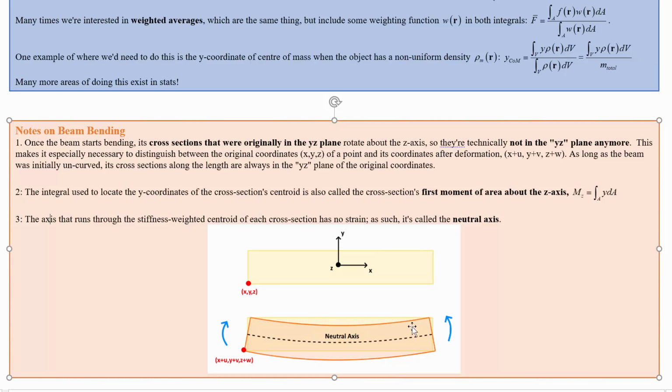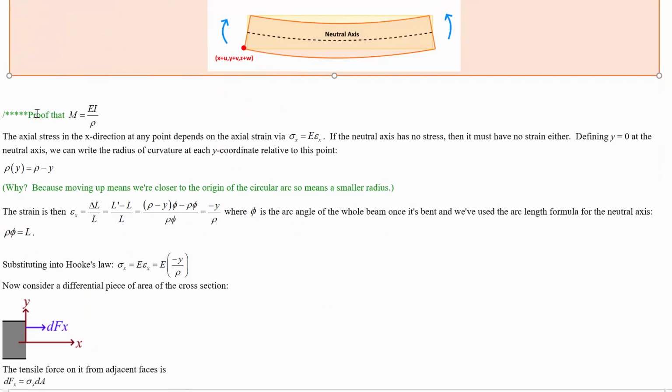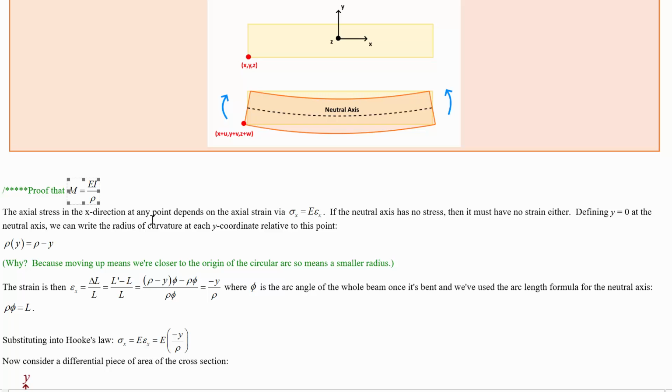So above, we've got compression. Below that, we've got tension, at least for the bending in the positive z direction like we're talking about here. And right at the neutral surface, or neutral axis in 2D, we have no deformation at all. Okay, now where does this come from? We said above that the moment is equal to the flexural rigidity times the curvature, where curvature is defined as 1 over the radius of curvature that the beam bends into. Where does that come from?